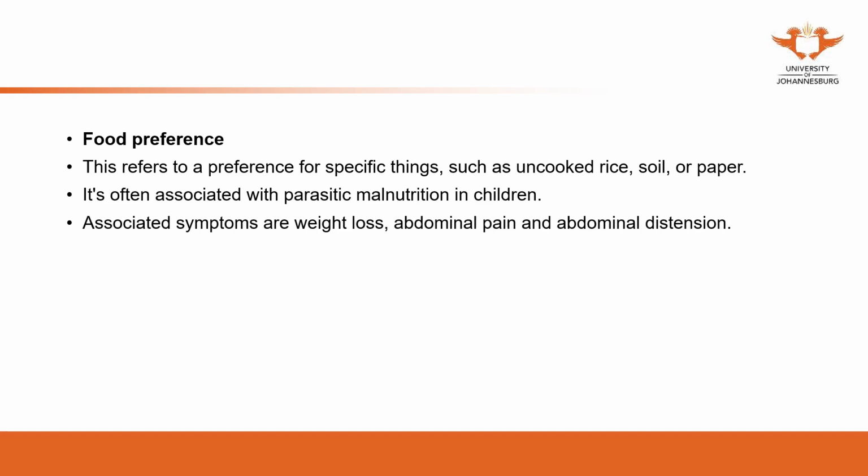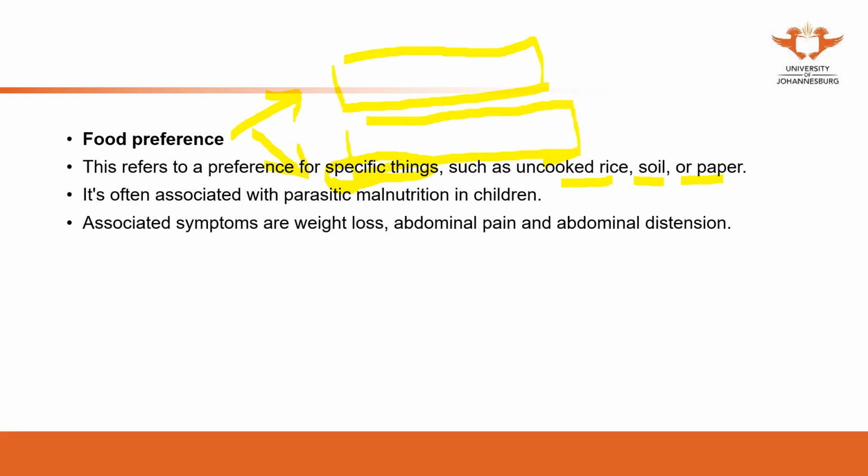So the food preference includes two aspects. One is the specific things, specific objects, some funny objects, not even food, uncooked rice, soil, or even paper. The other is they prefer to eat something. They enjoy eating such as greasy food or deep fried food or ice cream, salad, vegetable smoothie. These preferences, after long term, begin to affect the internal organs as well.